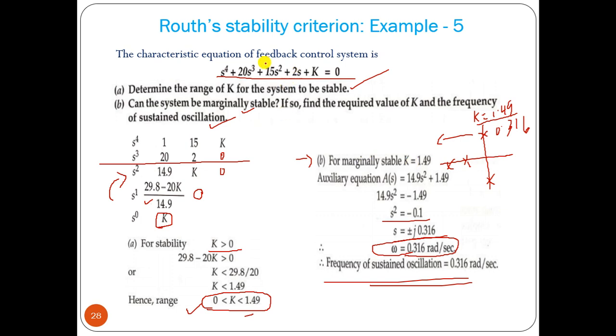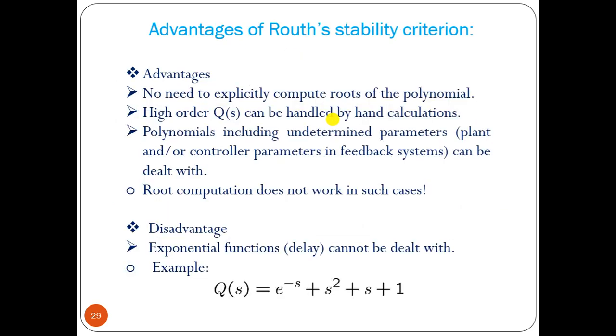So if we have a characteristic equation with some gain parameter k, that is the controller function, we can find out the range of k so that your system can be stable, marginally stable, or unstable. That we can find out very easily using this Routh stability criterion.